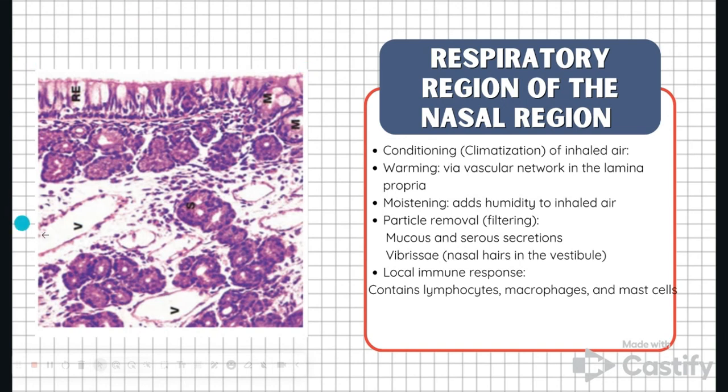Okay, as we see here, we have the blood vessels and respiratory epithelium. Same thing that we've been talking about. Really, nothing too difficult yet. Nothing really out of the ordinary.